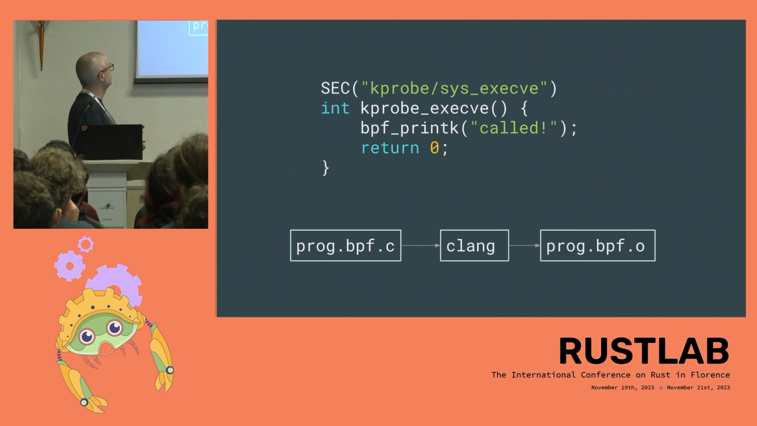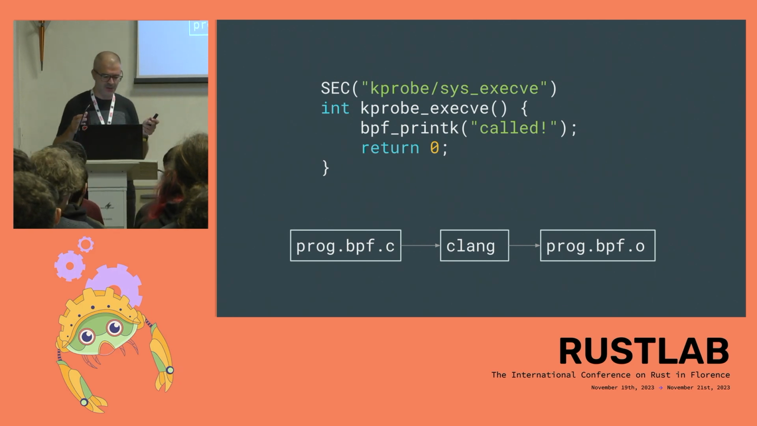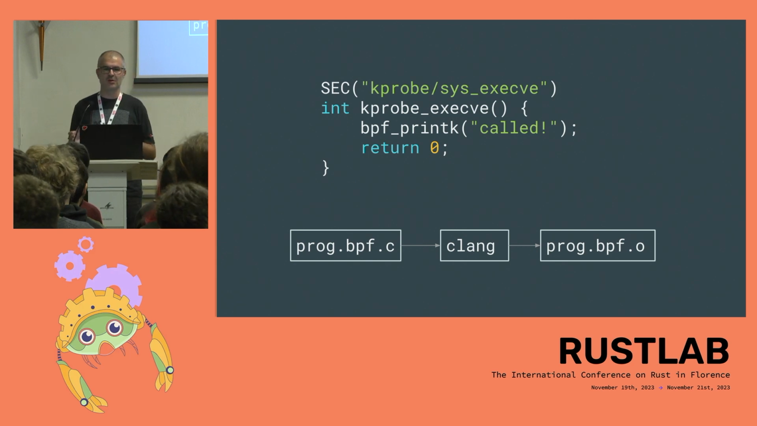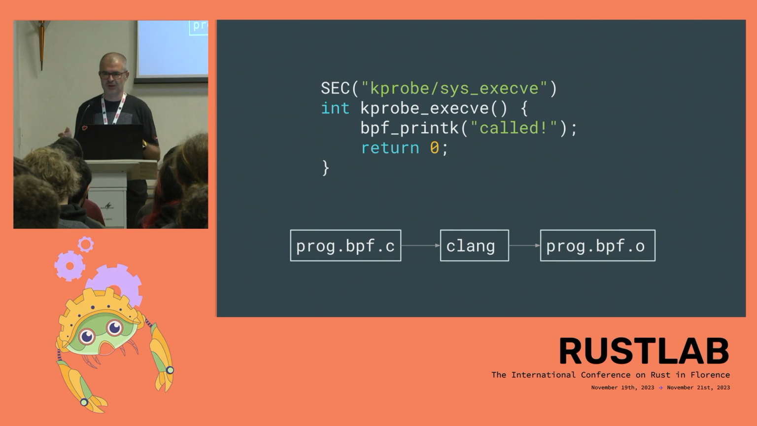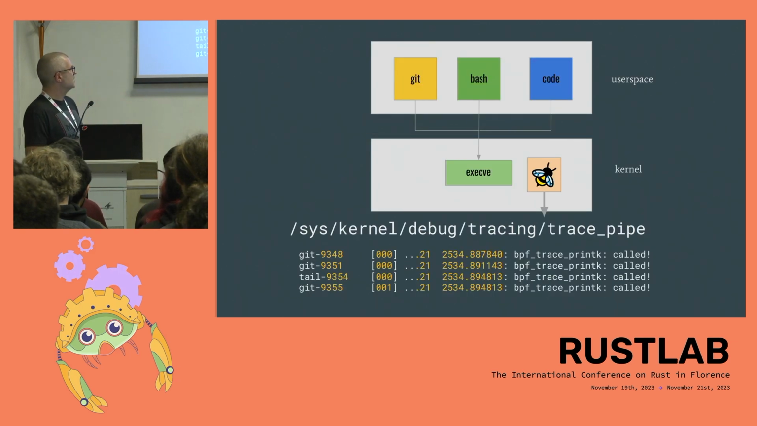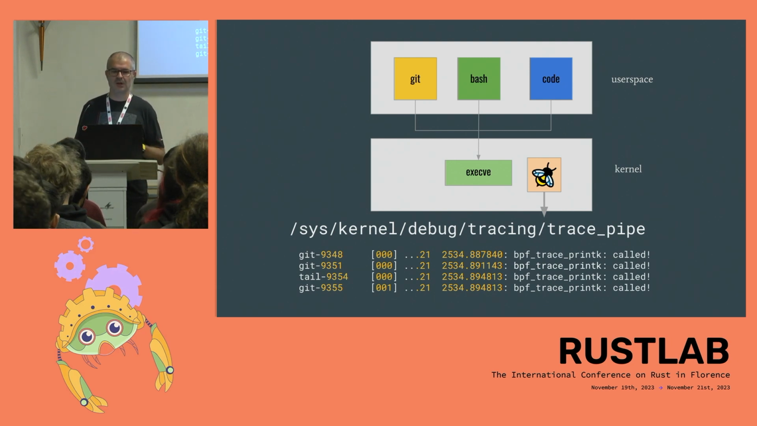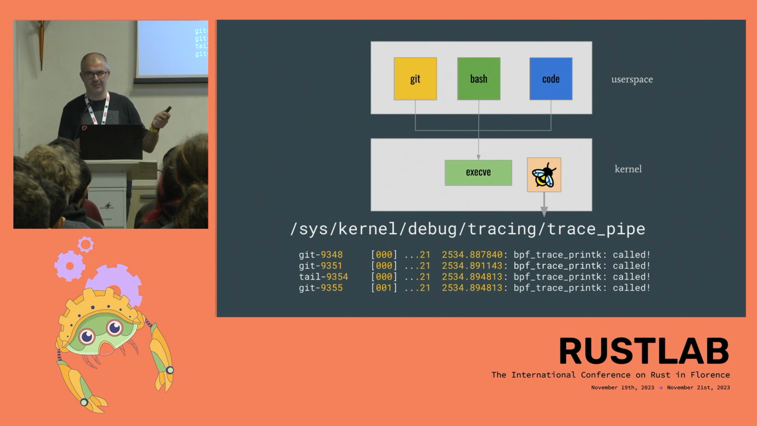For now, it's enough to know that this program will be invoked every time an execv syscall is called in our kernel, and will print something somewhere. In this case, just "called". And the way we build it is we take our C program, we compile it, and then it generates some bytecode that gets eventually loaded in the kernel. And what happens is, regardless of who is calling that syscall, our program will be invoked and will print something.